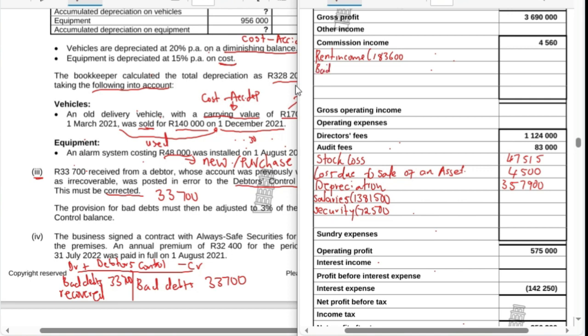And then under our income statement, we are going to write what? Bad debts recovered. How much did we recover? We recovered 33,700 that we previously wrote off. So now we have fixed the mistake. The debtor did not run away with our money, but the debtor now settled his amount that was due to us. Then it's bad debts recovered, 33,700.